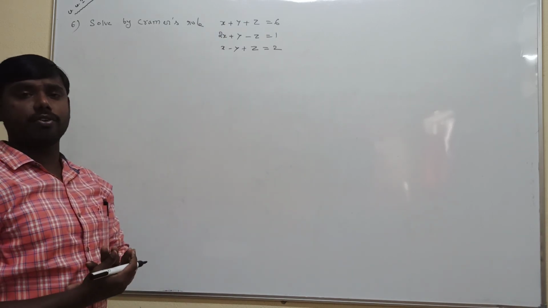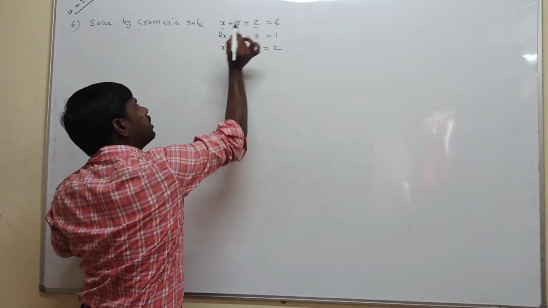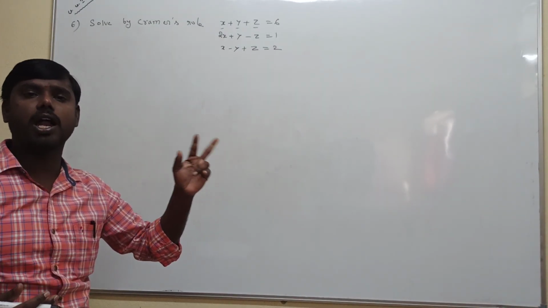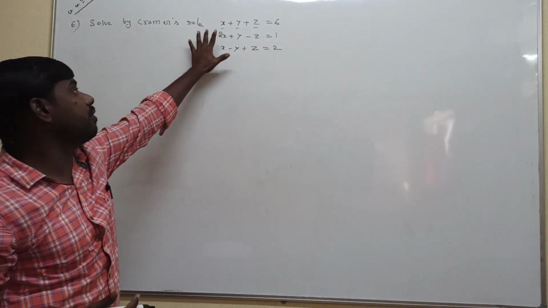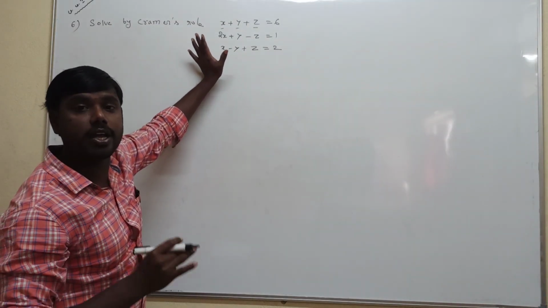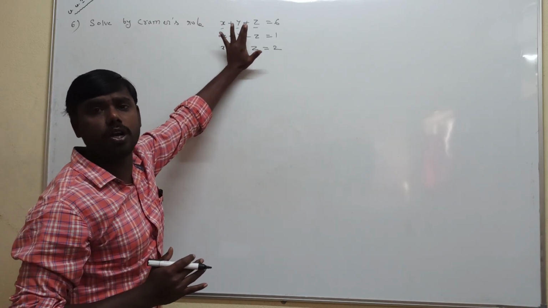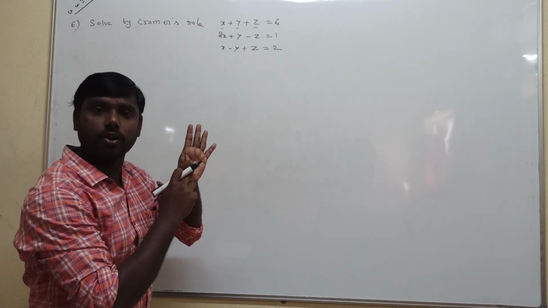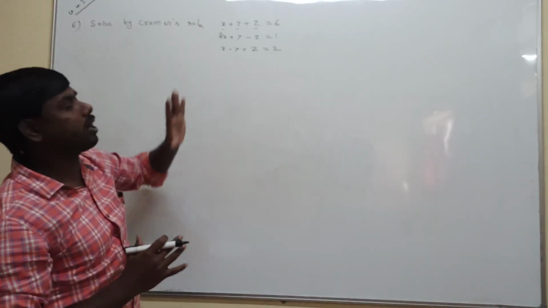Take the three linear equations. How many variables are there? x variable, y variable, z variable. Before, there were only two variables, x and y, so you calculated the x value and y value. But here there are three variables: first x, then y, then z. So how many values are we calculating? One is the x value, another is the y value, and the last is the z value, by using the Cramer rule.